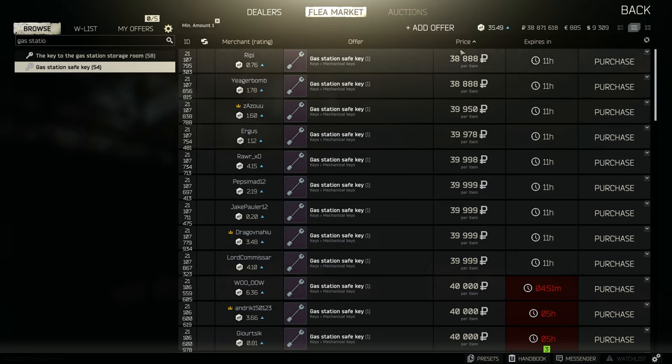It's going for around about 30k to 40k. There's no point buying this key. I mean, if you got it, you might be able to sell it, but there's no point.